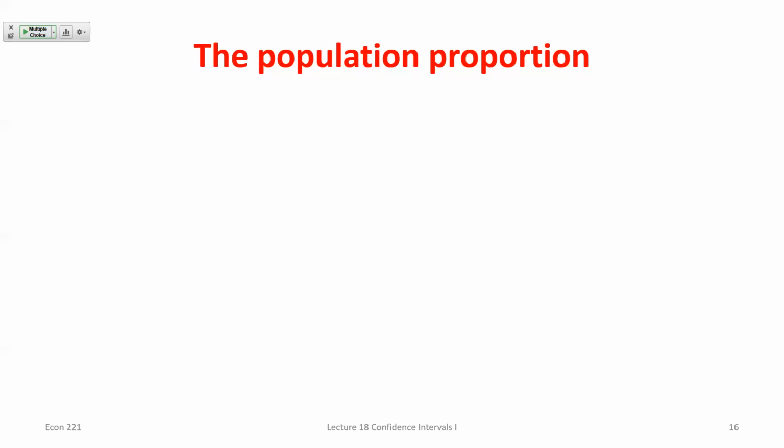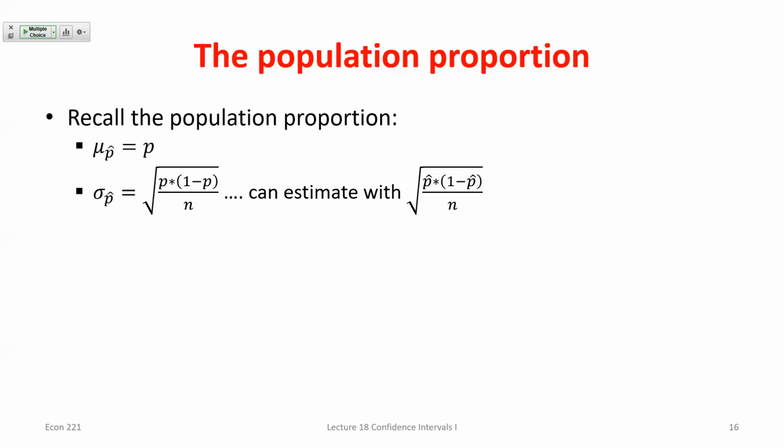So what do you think I could maybe do? Instead of using the population proportion, I don't have that. What would be a really good estimate for that? I'm going to have to rely on my sample, right? I'll use my sample proportion as my best estimate of what that true population proportion is. So that standard deviation of my sample proportions, we're going to have to approximate it.